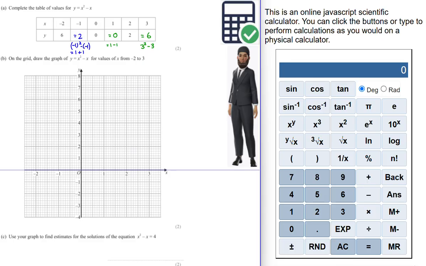Now let's see if we can plot this in. You have got minus 2 and 6 on the grid. Draw the graph of y equals x squared minus x for the values of x from minus 2 all the way up to 3. So minus 2 gave us 6. Let's write that down. Let's put a little plot over there. Minus 1 gave us 2. Let's put another plot over there. 0 gave us 0. 1 gave us 0. 2 gave us 2. And then finally you have 3 and 6.